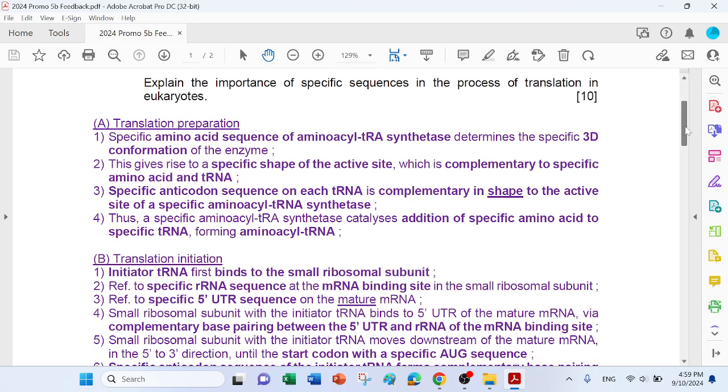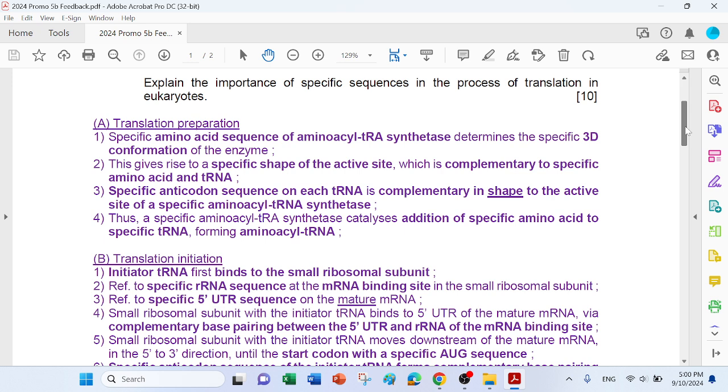Okay, so let's start off with the first stage of translation, which is translation preparation, meaning the addition of amino acid to the tRNA to form aminoacyl tRNA. So this is the process, right? How are specific sequences important for this process?